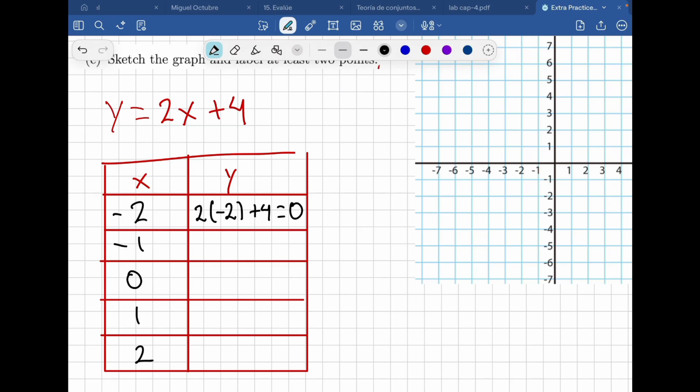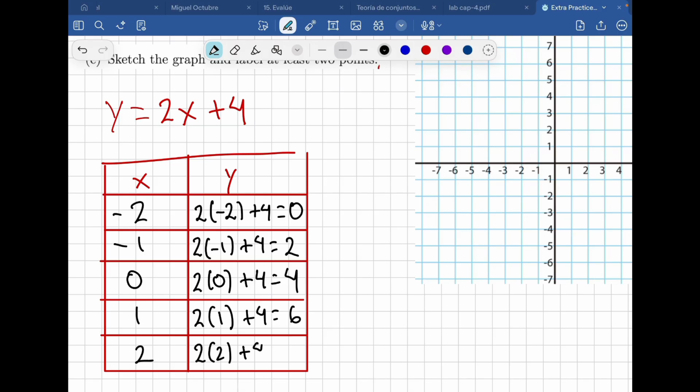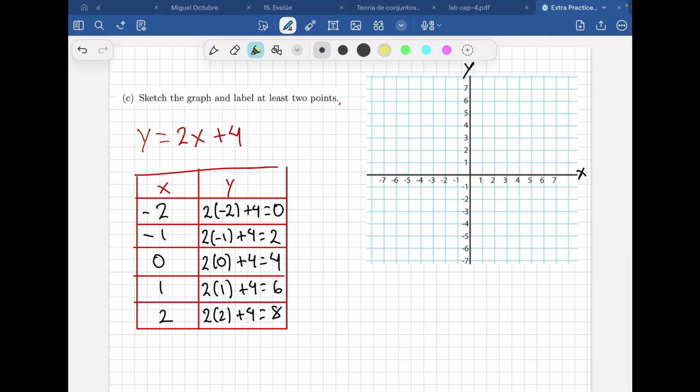Then what happens when we have x equals -1? We have 2 times -1 plus 4, and this is a positive 2. Then when the x is 0, 2 times 0 plus 4, so this is 4. Then 2 times 1 plus 4, this is 6, and 2 times 2 plus 4, this is 8. The most important thing here is these results.